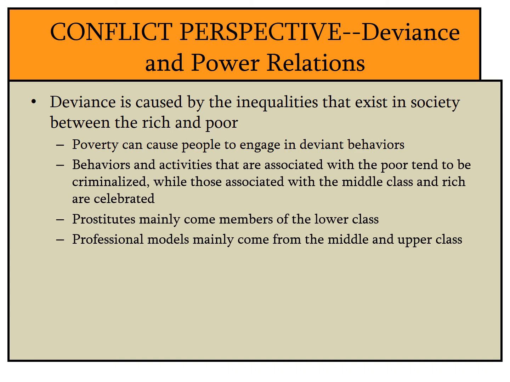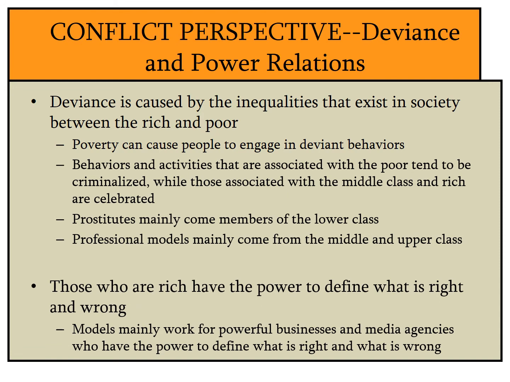be celebrated. So on the one hand, when those from the lower class engage in certain activities, they tend to be criminalized. They tend to be looked down on. But those from the middle and upper class, if they're engaged in essentially the same occupation, are seen as role models. And what the conflict perspective says in addition is that those who are rich and powerful have the power to define what is right and what is wrong.